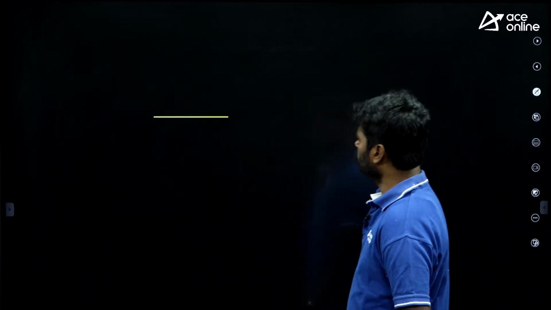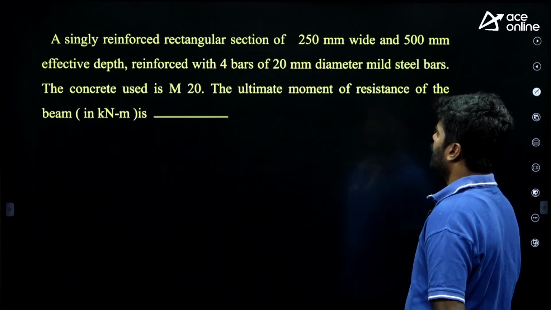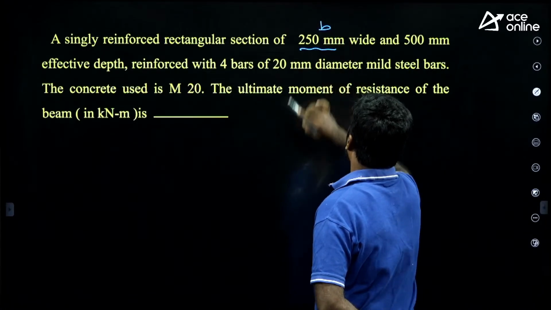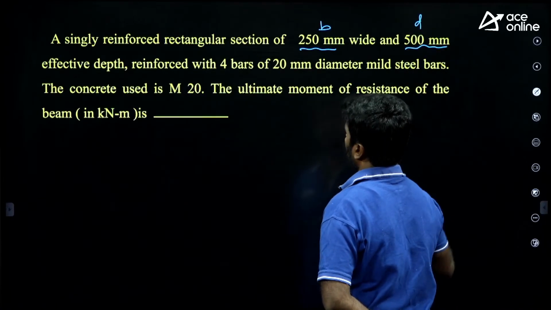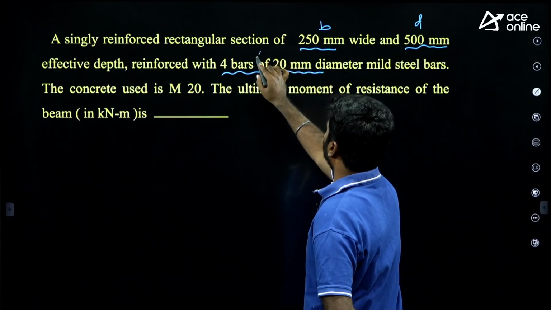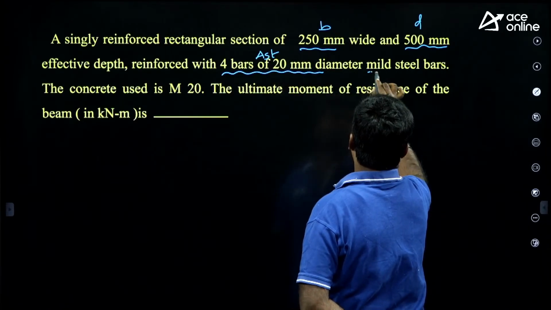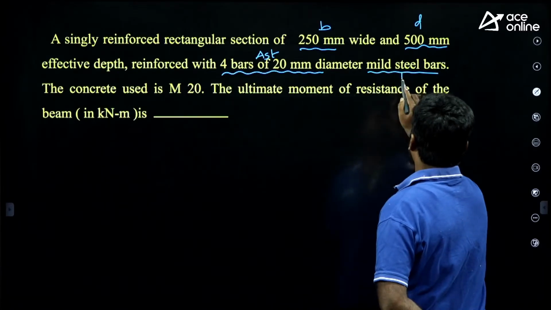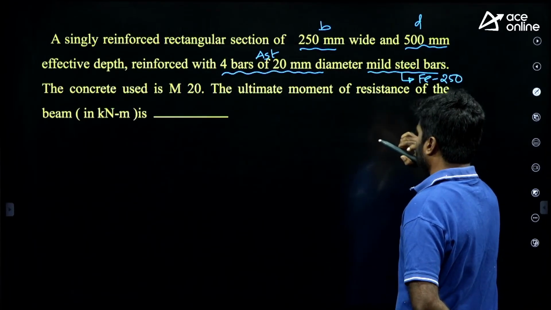Fine. Next question. See here. A singly reinforced rectangular section, here given 250 mm wide and effective depth is 500 mm, reinforced with 4 bars of 20 mm diameter. So related to area of tension steel, some information is given here. And it is mild steel bars. They have used mild steel bars. Mild steel grade is Fe250.